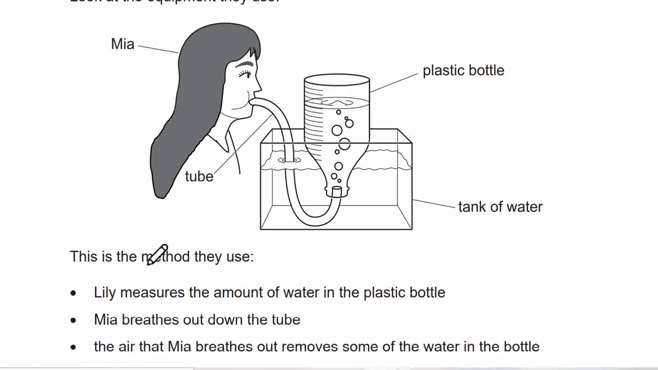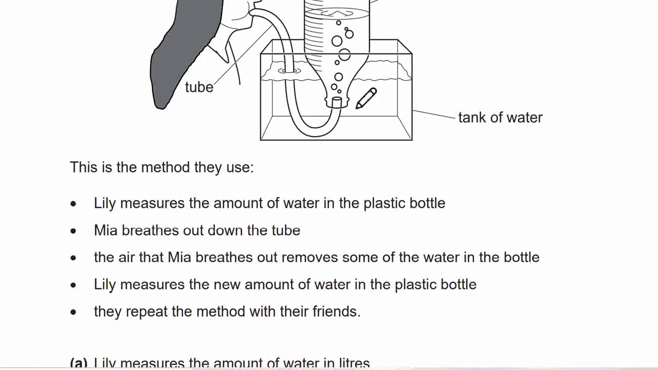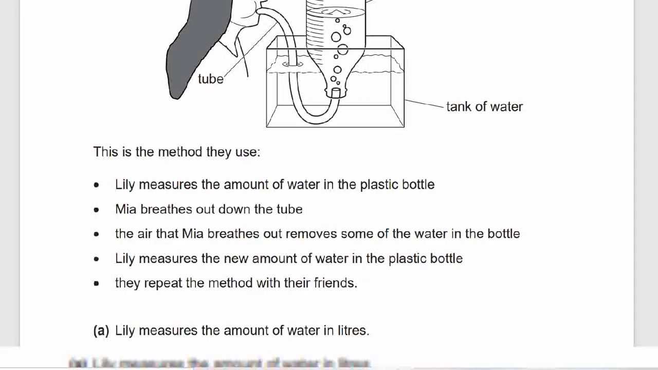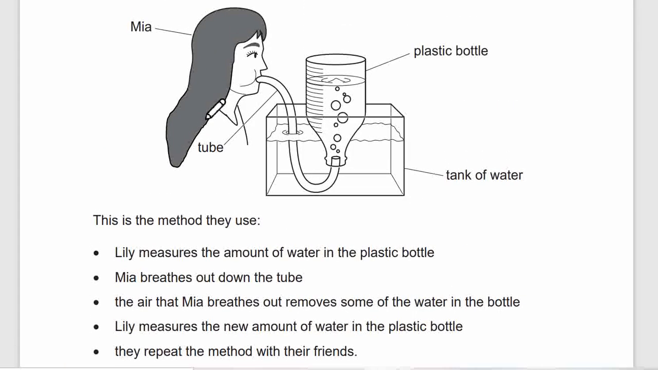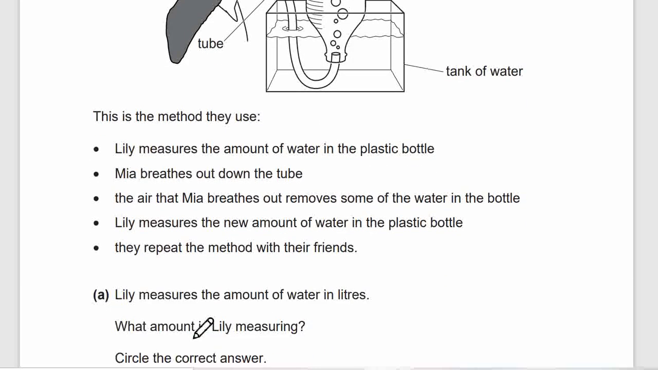This is the method they use. Lily measures the amount of water in the plastic bottle. There's a scale here, and Mia breathes out down the tube. The air that Mia breathes out removes some of the water in the bottle. Lily measures the new amount of water in the plastic bottle, and they repeat the method with their friends.